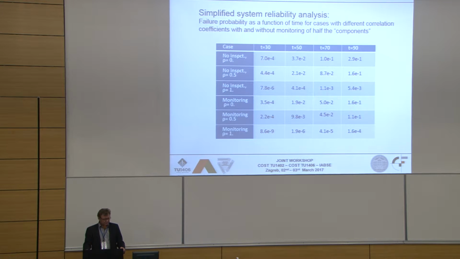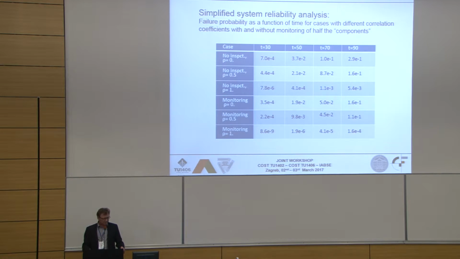That means if your correlation is 1.0, it doesn't matter if you have 90 components or 1, because all information is contained in each single component because they are fully correlated. So it's really not a system with 90 components, it becomes a system with 1 component. So then you have a large effect of having information about reduced surface concentration. So we go down to 8.6 times 10 to the minus 9 for the 30 years, and also for the other durations up to 90 years, we have a very strong effect of doing monitoring.